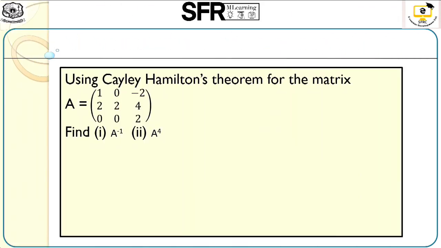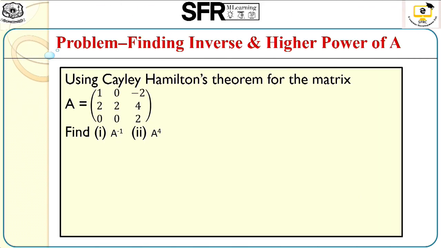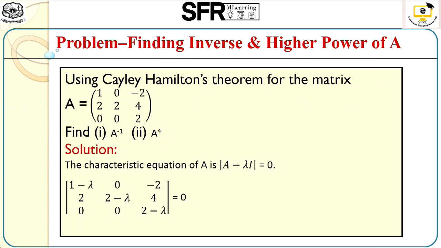Yes. Next, let us see another example in which we can find A inverse and A power 4, that is, the inverse of the given matrix and higher powers of A. For that, first we find the characteristic equation by the usual technique. For the given matrix, the characteristic equation is lambda cubed minus 5 lambda squared plus 8 lambda minus 4 equal to 0.